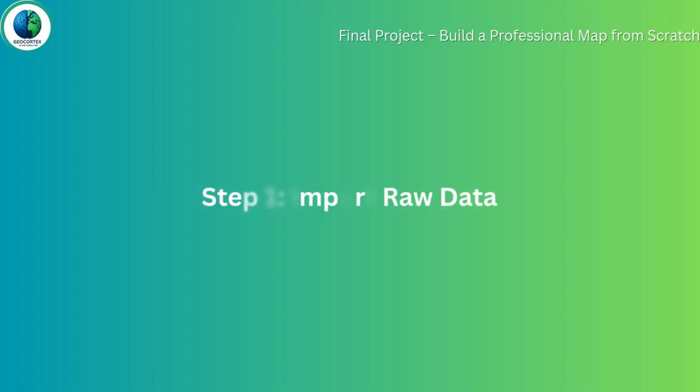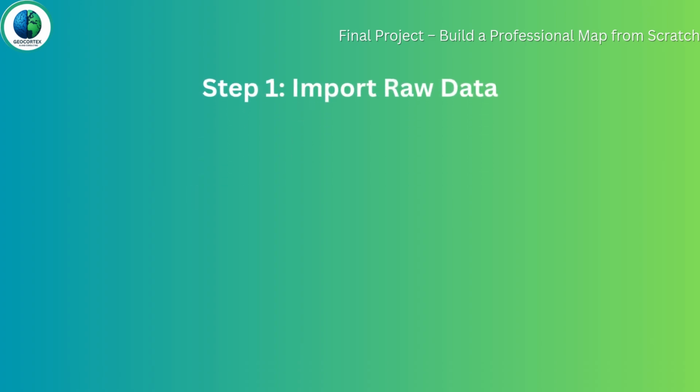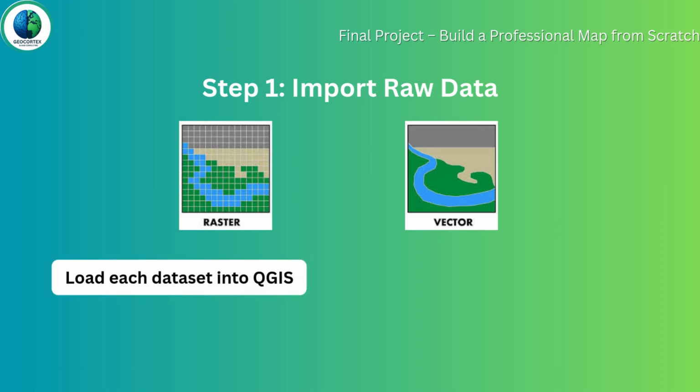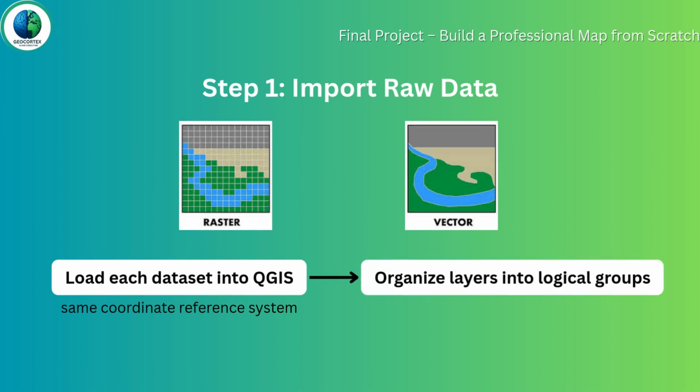Step 1. Import raw data. We'll begin with raw vector and raster data. Boundaries, roads, schools, hospitals, and raster layers like DEMs or satellite bands. Load each dataset into QGIS. Make sure everything uses the same coordinate reference system, and organize layers into logical groups like basemap, analysis, and output. A clean structure at the start saves hours later.